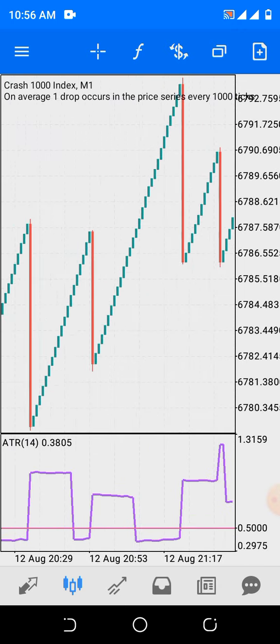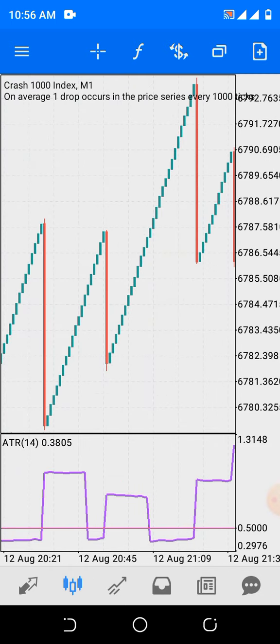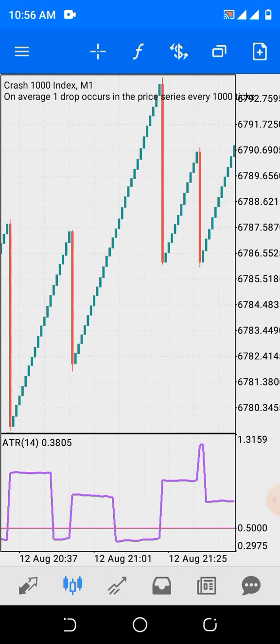So this is Crash 1000, on a 1 minute time frame. This is what we do in Optimal FS. We share profitable strategies for you to enjoy your trade with. Now let me show you the settings of the indicator you use here.